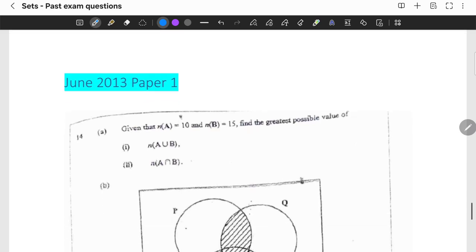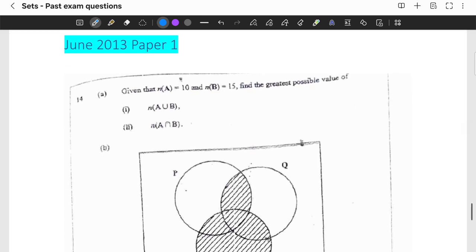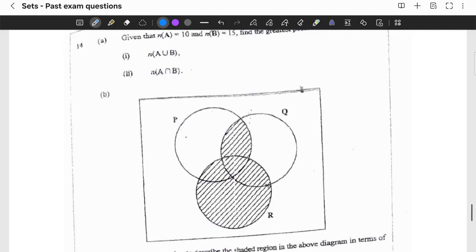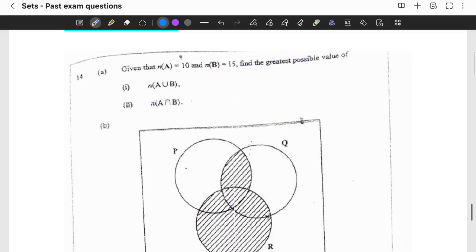And then we go to June 2013, paper 1. Given that number of elements in A is 10, number of elements in B is 15. Find the greatest possible value of A union B. So the greatest possible value is when they do not have a complement. So that's the greatest, when there is no complement between A and B. So that will be 10 plus 15, which is 25.